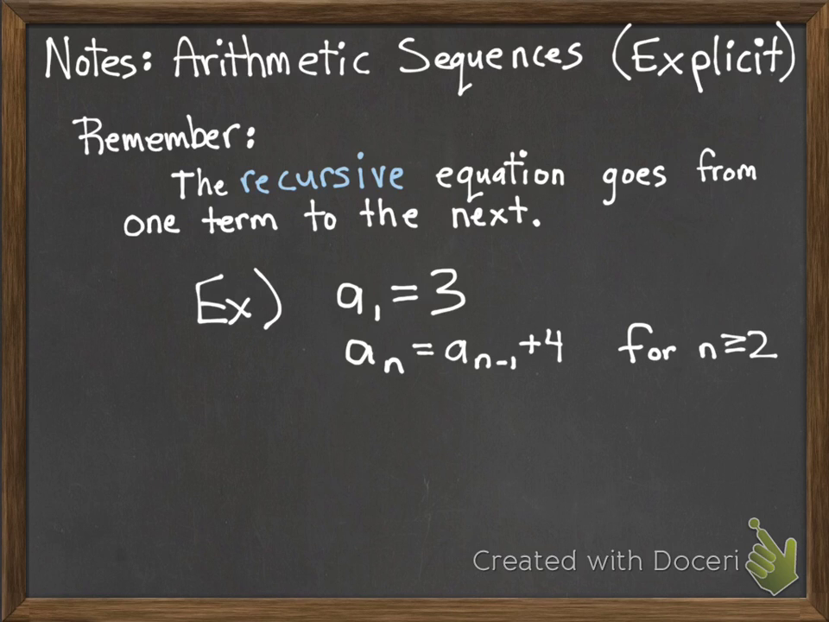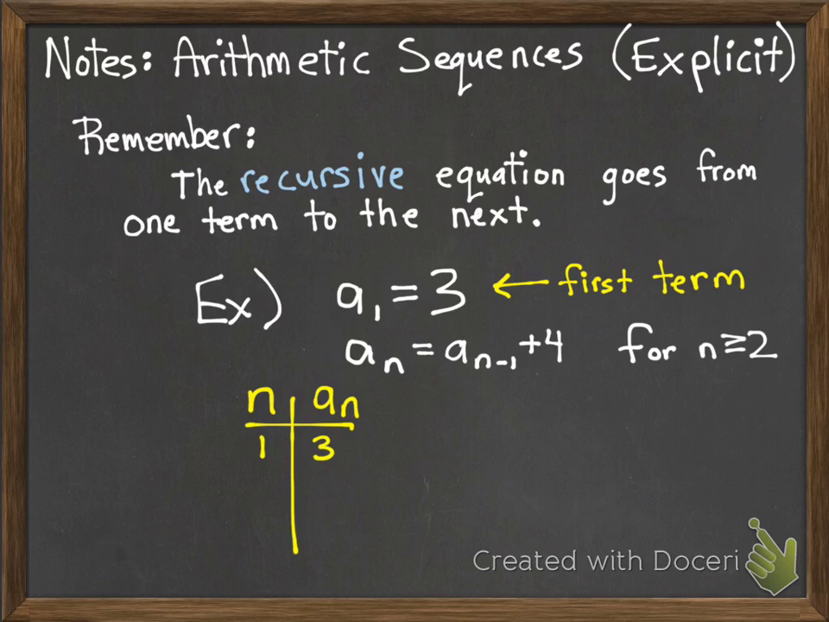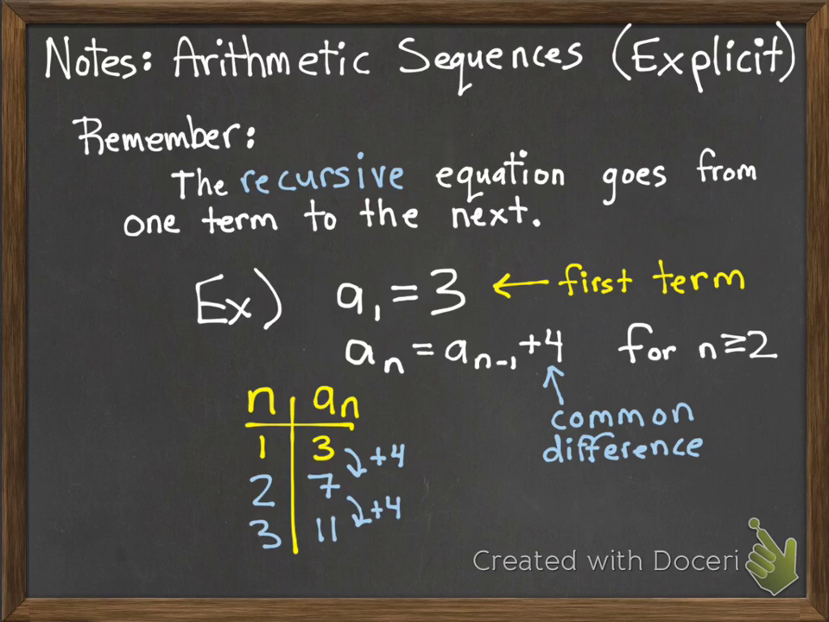Here's an example. For this formula, the first term is 3, and then to get any additional term, you would add 4 to the previous term. So the first term is 3, and to get the next term, we would add 4, which is called our common difference. So 3 plus 4 is 7, 7 plus 4 is 11, and we would go from term to term.